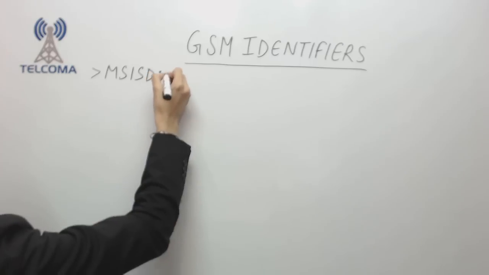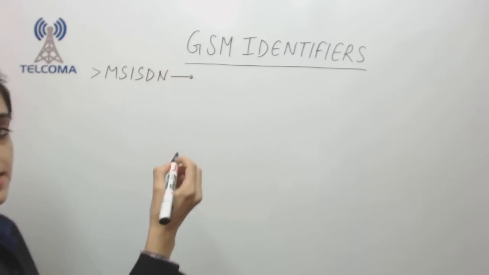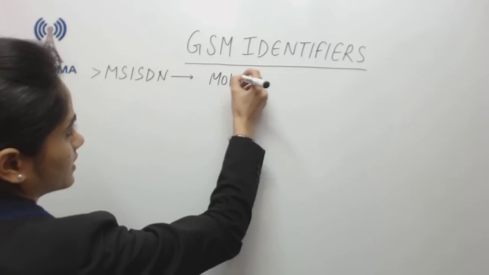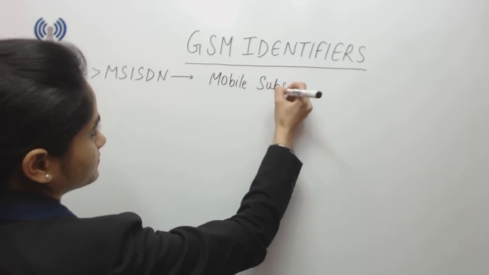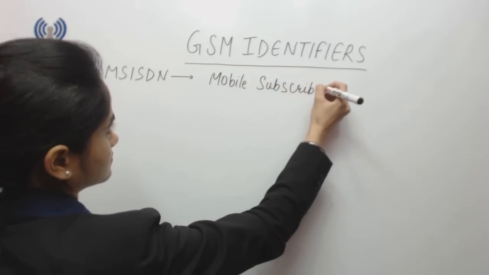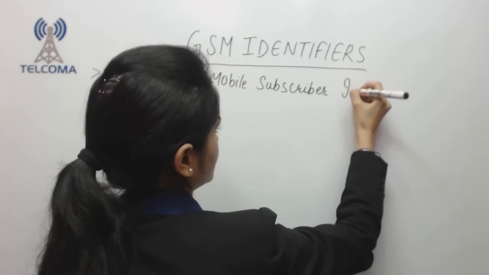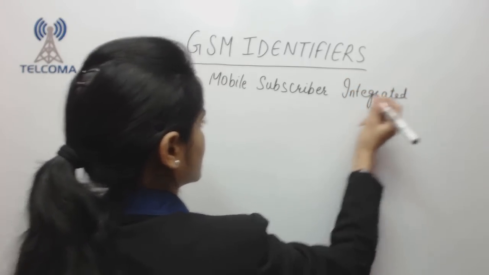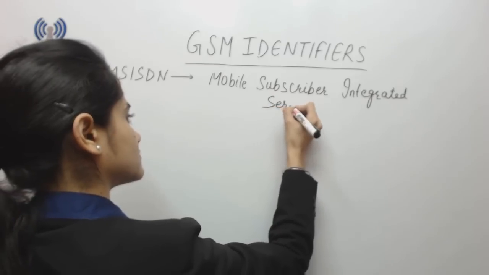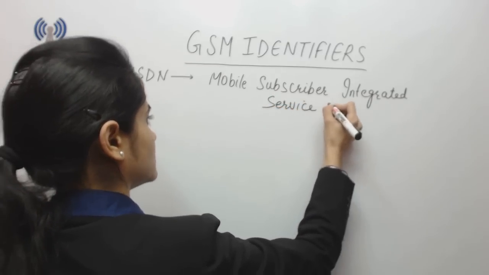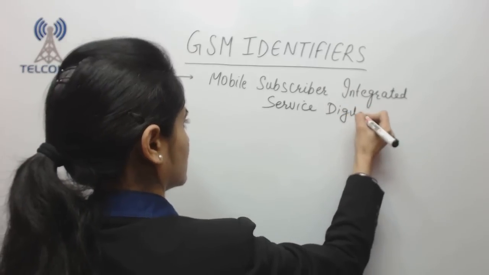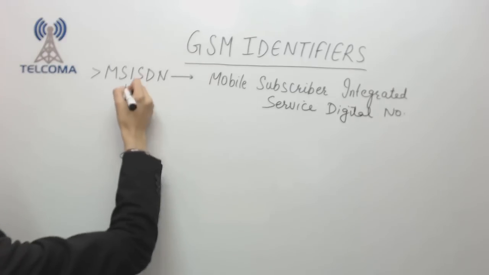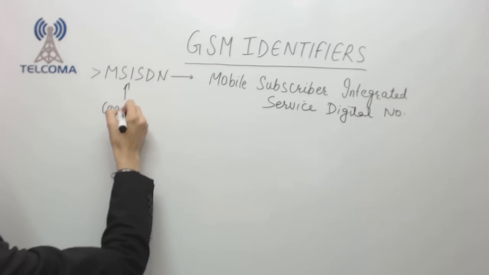MSISDN. MSISDN stands for Mobile Subscriber Integrated Service Digital Number. Now this MSISDN is basically our contact number.